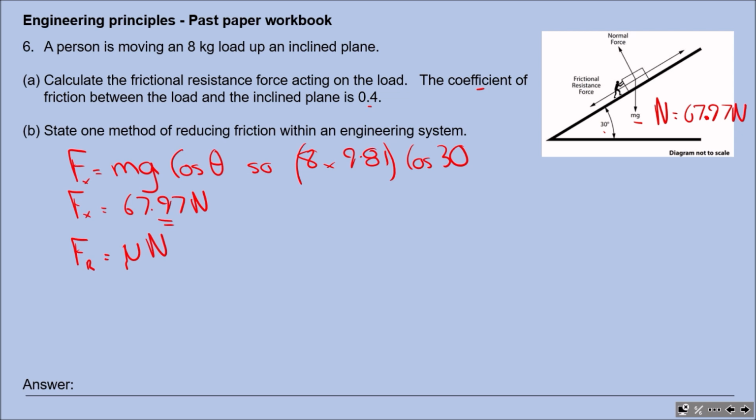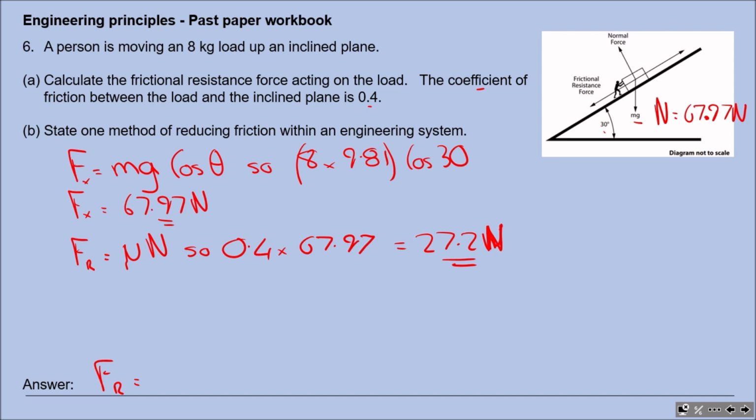Now that coefficient of friction doesn't have any units, so when we get our answer, our frictional force is going to be in newtons. Don't forget, there are other videos showing you how to apply that coefficient of friction calculation, and they explain why there are no units for it. Really, it's a ratio of two forces, so the units would cancel each other out. So in this case, we're going to do 0.4 times 67.97, and that will equal, stick that on your calculator, 27.2 newtons. That is our frictional force, the force required to overcome friction.